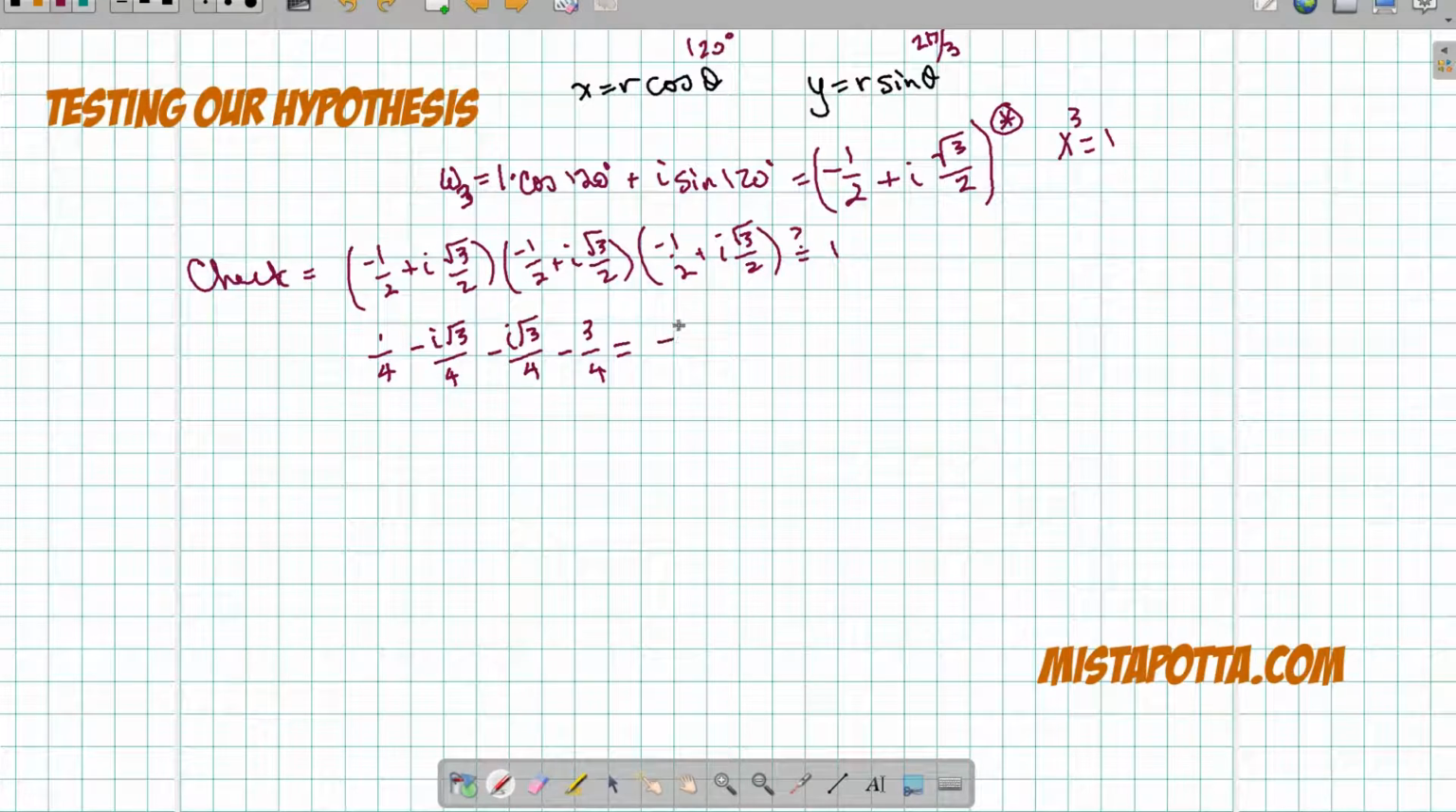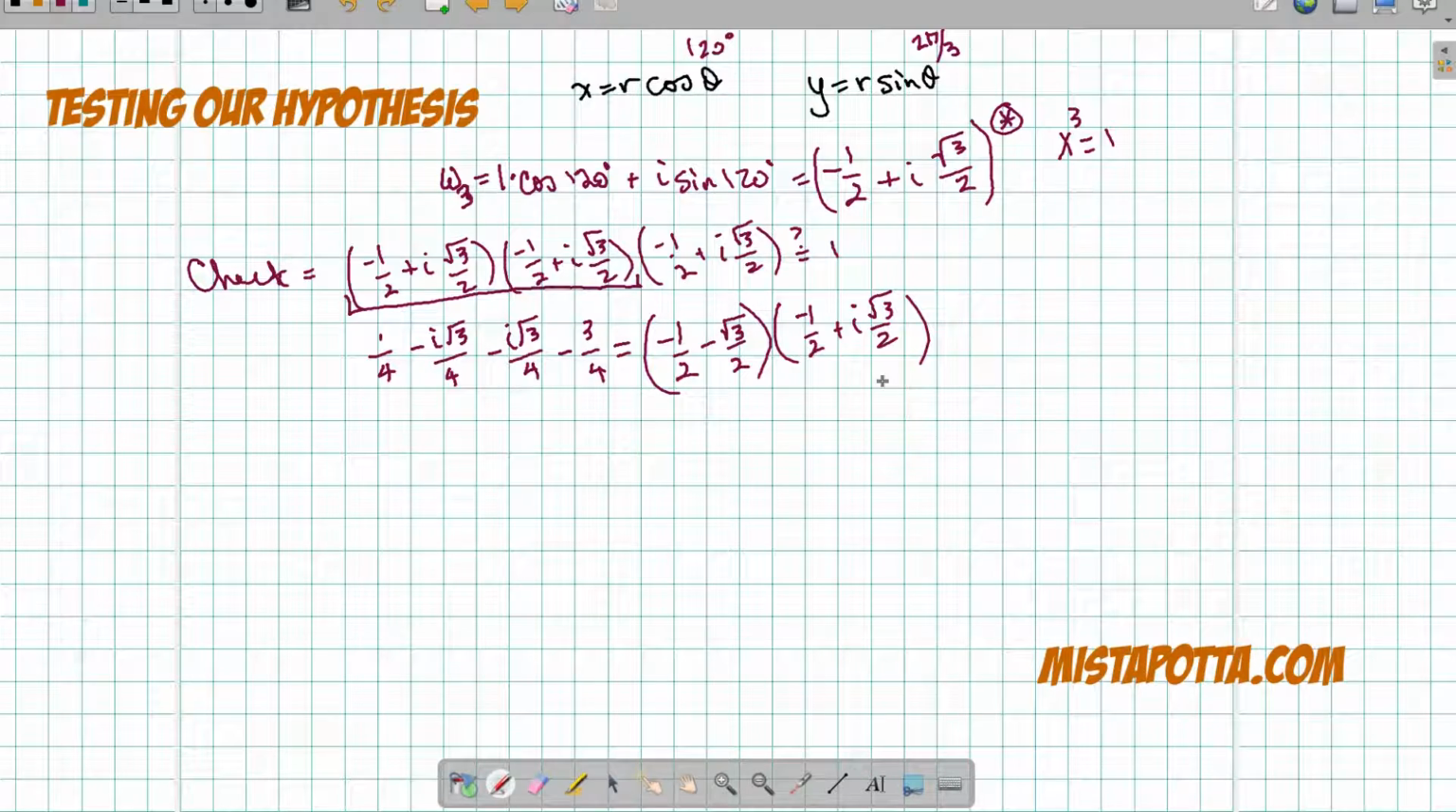So what I end up with is negative 1/2 minus, this is going to be root 3 over 2. And this is the result of these two things being multiplied. I still have to multiply this result times negative 1/2 plus i root 3 over 2.